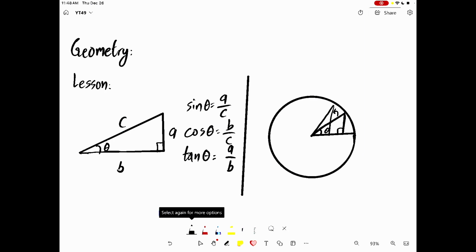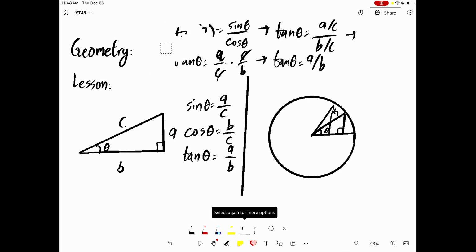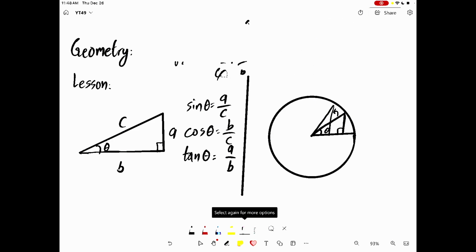Now, there's one thing that's pretty interesting about tangent theta. Tangent theta, or tan theta, is equal to sine theta over cosine theta. So, if you simplify this, we get tan theta is equal to A divided by C divided by B divided by C. So if we look at it again, we have tan theta is equal to A over C divided by B over C, or times C over B. And when you factor everything, and this is A, not 9, we get tangent theta is equal to A divided by B. So that's essentially the derivation of tangent of theta. So it's really sine theta divided by cosine theta, but when you simplify it, you get A divided by B.